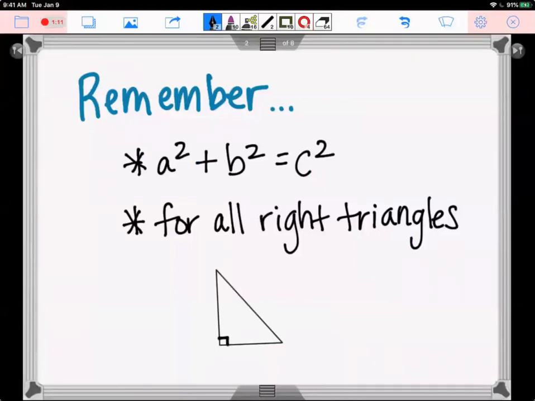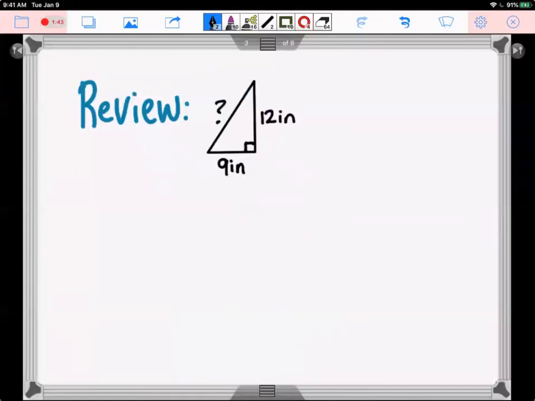And A, B, and C are specific places on the triangle. A and B are the legs, remember? They're the ones right next to the right angle. And C is always the extra one, the slanted one, the one far away from the right angle. C is called the hypotenuse. Do you remember that weird word? Hypotenuse. So it's just important that you know where to put all of the pieces when we get into the problems. All right, so let's review this one.